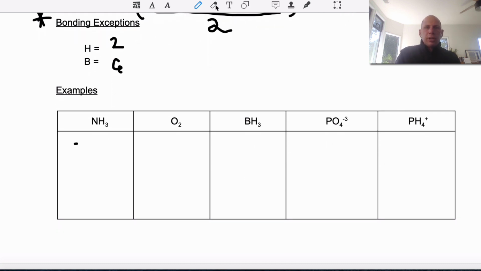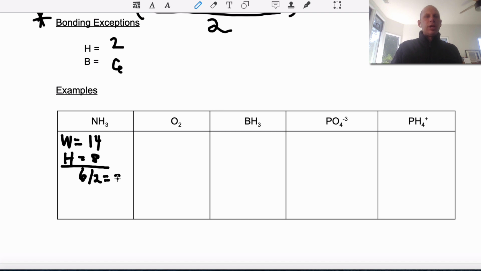So let me erase this little friend right here. All right. So for NH3, well, how many valence electrons does this whole thing want? Well, we know that nitrogen wants 8 and each hydrogen wants 2. 8 plus 6 is 14. How many does this entire molecule have? Well, nitrogen ends in s2p3 and hydrogen s1. So nitrogen has 5 and hydrogen has 1 each, which gives it a total of 3 from the hydrogens. Well, that's 8. 14 minus 8 is 6, divided by 2 is 3.